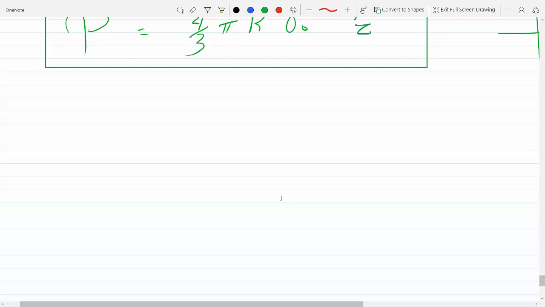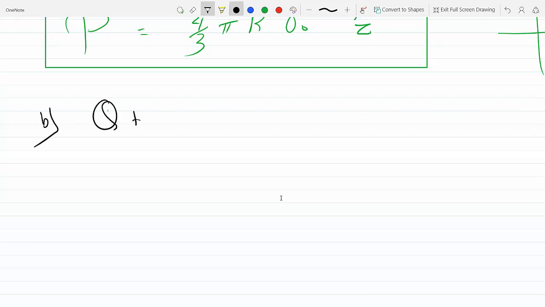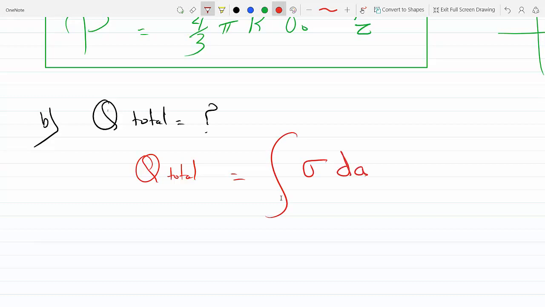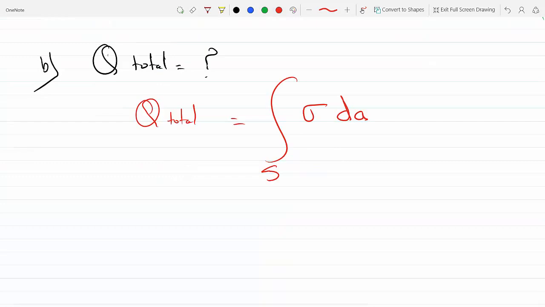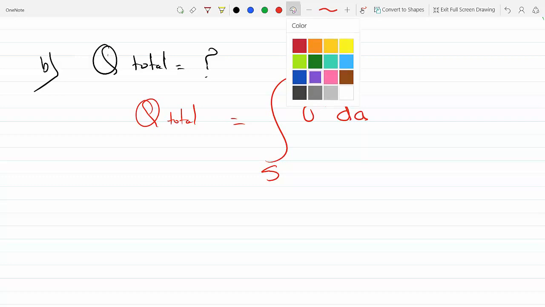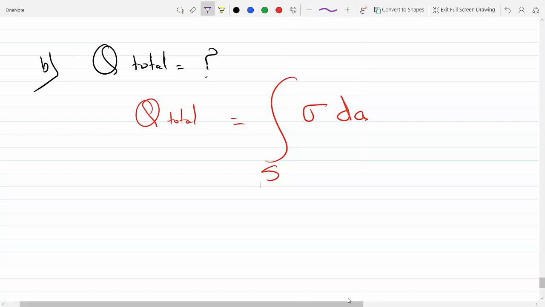Yeah, so next it's asking what's Q total. And that really should be a straightforward matter. I just showed you a moment ago how to find Q total on a surface area. It's just sigma dA on the surface. So we just integrate the surface charge density over the area, and we find the total charge. You want to attempt that?